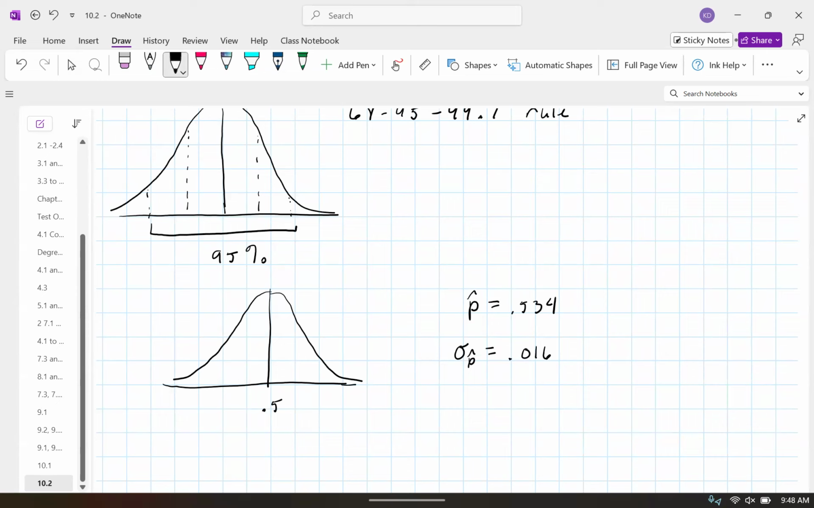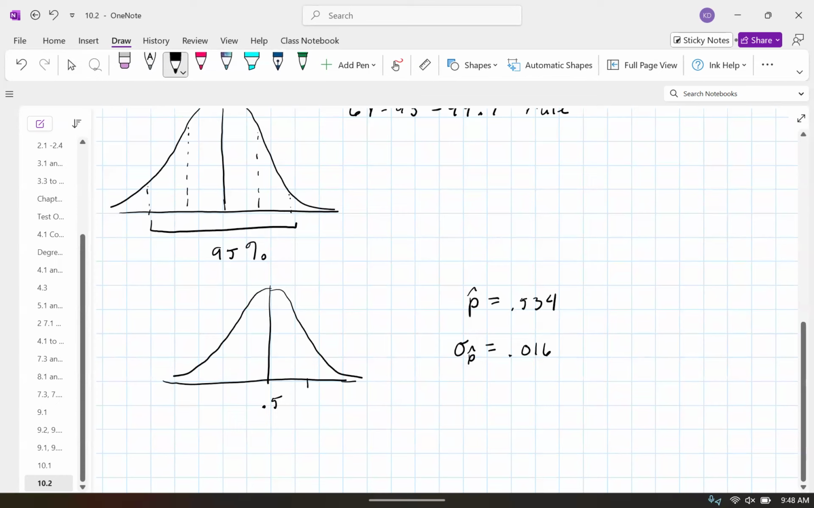So if we take our mean and add a standard deviation twice, what do we get? Well, right here, 0.516. We add it again, 0.532. We also want to subtract the standard deviation. So we subtract it twice. And I said 0.484, 0.468. So that's within 2 standard deviations.